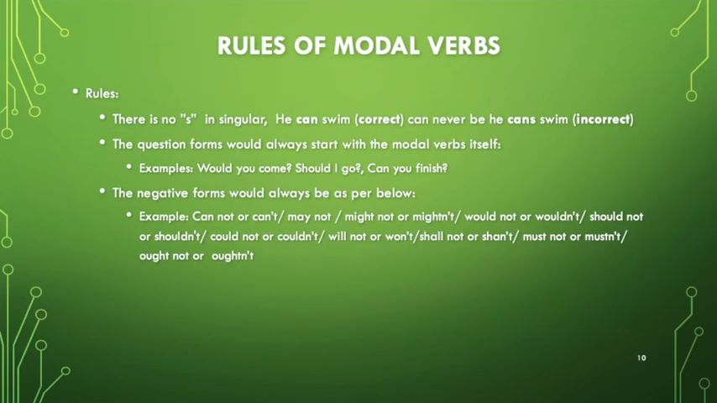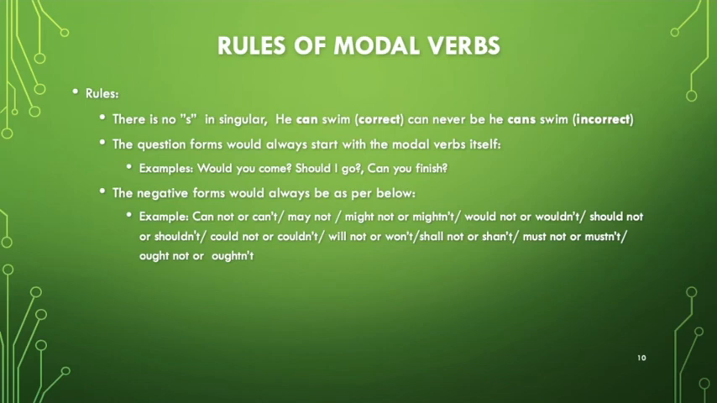There are a few rules of modal verbs. There is no S in the singular. He can swim, correct. It can never be he cans swim. That is incorrect. So can, could, may, might, would, will, should, shall. It can never be cans or shoulds or wills. Okay, it will remain the same.